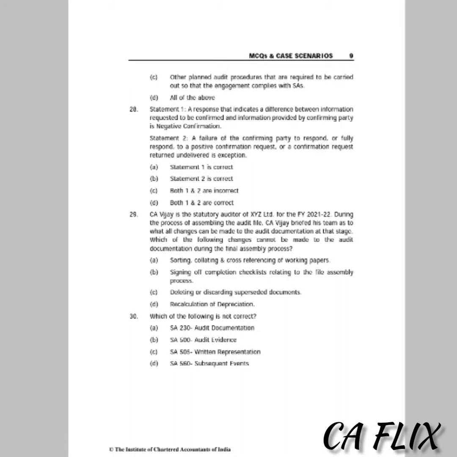Question 30. Which of the following is not correct? Option A, SA 230 audit documentation. Option B, SA 500 audit evidence. Option C, SA 505 written representation. Option D, SA 560 subsequent events. Answer is option C, SA 505 written representation.